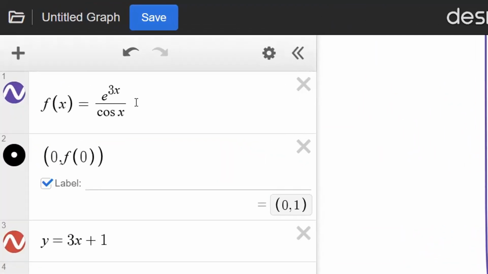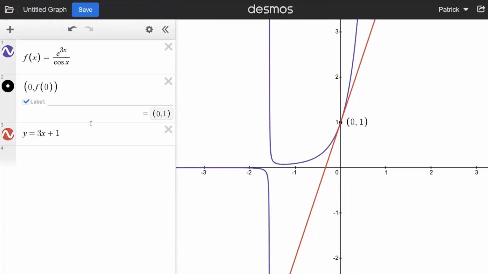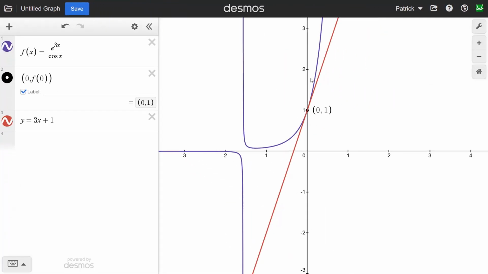Okay, so we have the graph of f in purple. We have the point highlighted in black here, and the equation of the tangent line, y equals 3x plus 1, confirming that we have a reasonable answer.